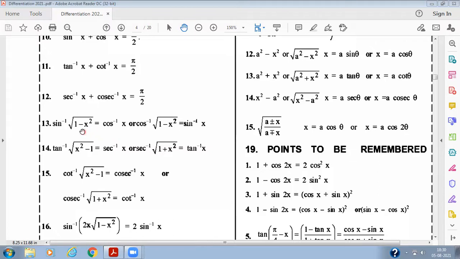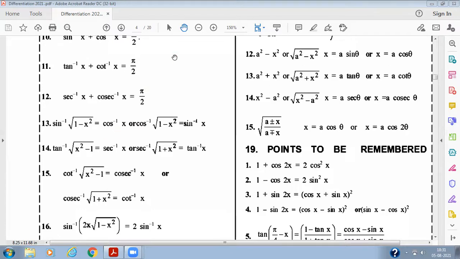The explanation for that. In this first one, as you can see my cursor, if I put in this under the root, if I put x is equal to cos theta, then under the root I'll be getting 1 minus cos square theta. 1 minus cos square theta is nothing but sine square theta, and under root of sine square theta becomes sine theta, and sine inverse of sine theta is theta. And what is theta? So theta is nothing but cos inverse of x.